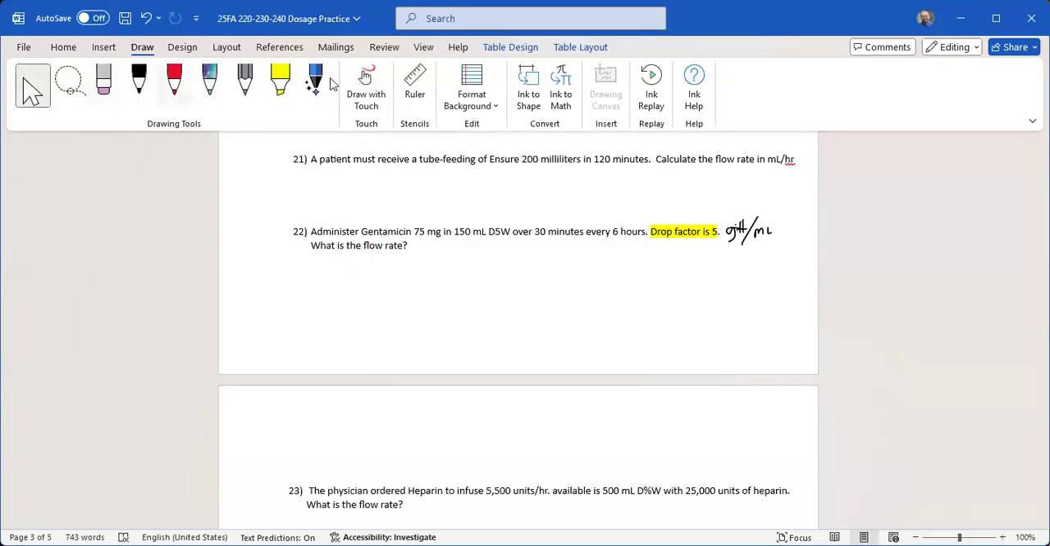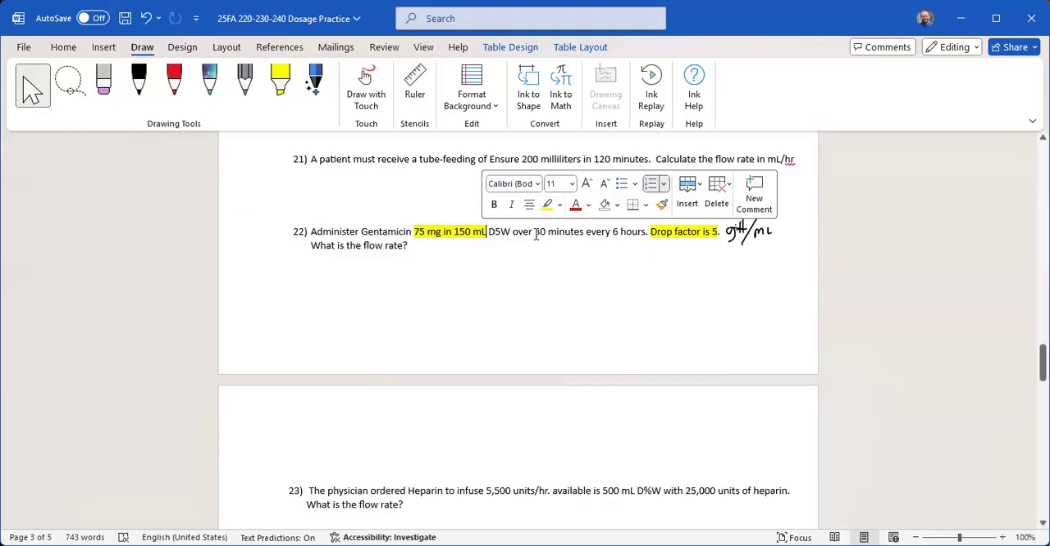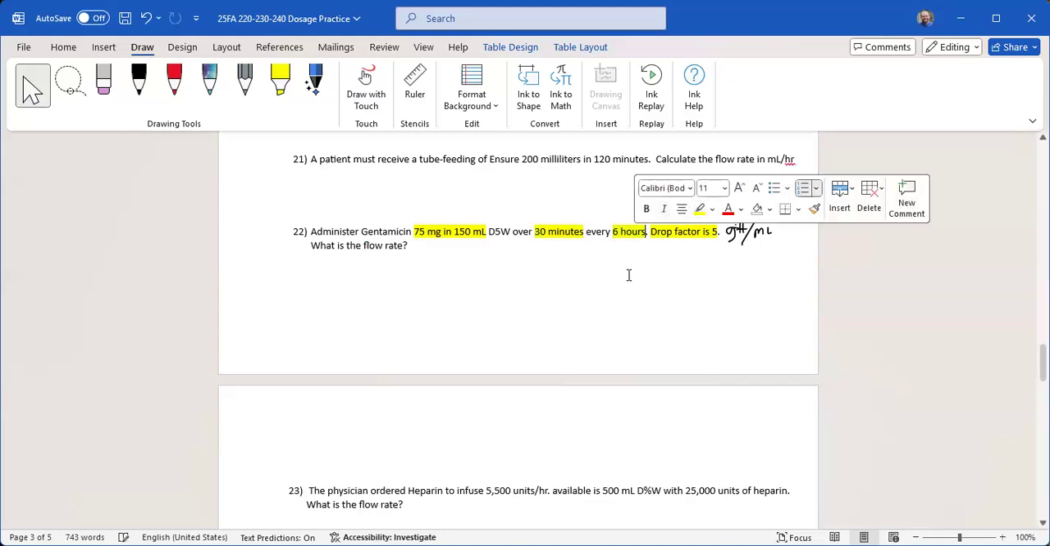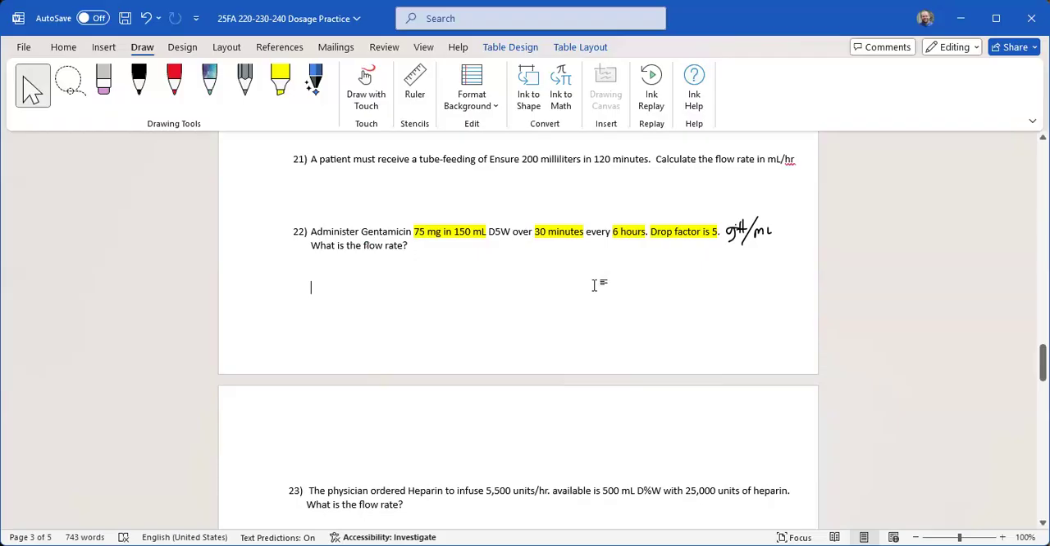So the next thing it tells you is a couple things. It tells you we have 75 milligrams in 150 milliliters. We're infusing over 30 minutes. And then we want to repeat every 6 hours, because I'm assuming we run out. So this question has a couple of extra pieces of information that we don't need to know. But before I tell you what you don't need to know, let's start with what you do need.